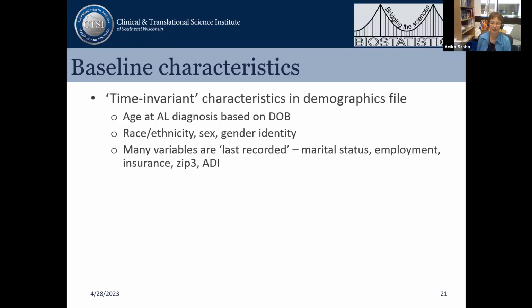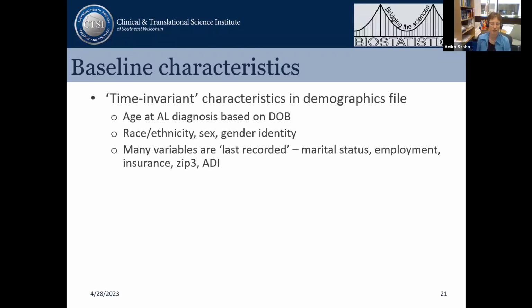Now these are self-reported and kind of time invariant, though if you are studying a population where gender identities might be changing, you might want to be careful. But there are also a bunch of variables there that, even though they are in the file that's supposed to have constant things, are actually not quite constant. They are more like last recorded values. So we'll have marital status, employment, insurance, something about zip code, ADI, which is the area deprivation index, an index measuring deprivation based on address.